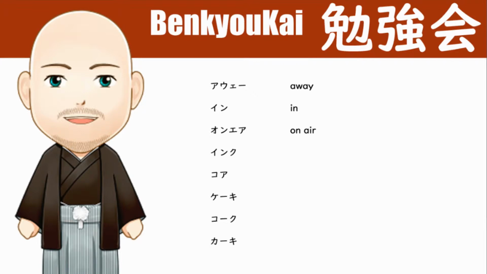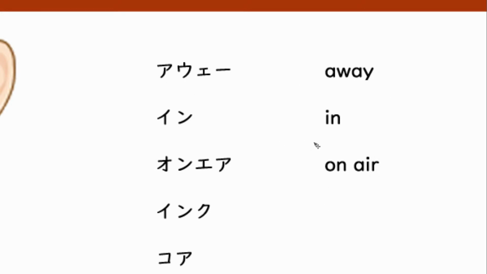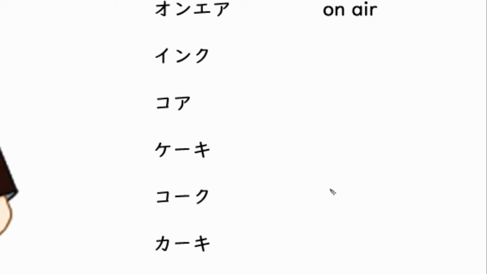In our last study session, we went over the first column of Katakana and also added the n sound. And you may remember the first words that we tried out here. We have away, in, on air, and now we're going to be moving on to a few more words that are going to incorporate the Ka Ki Ku Ke Ko column of Katakana. So let's go ahead and get started.